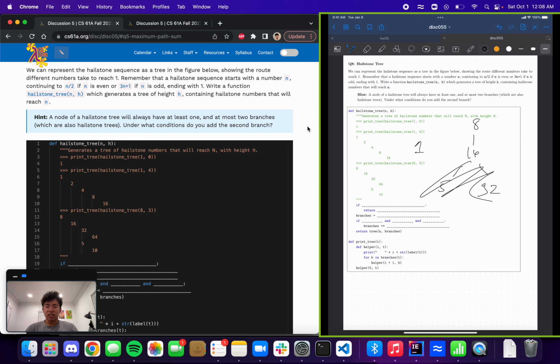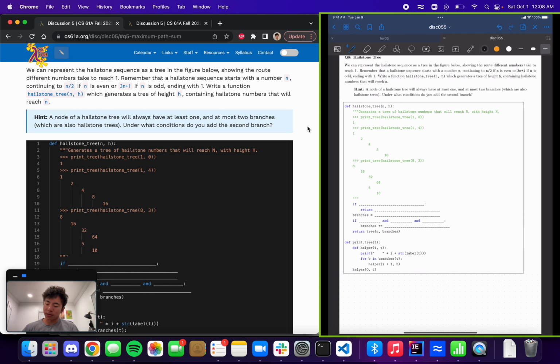Take a few minutes to think about it, and then we'll go over it together. The idea here is that we want to be able to create a new tree. And so let's think about what recursive call we could probably do. So let's say we're generating this tree right here, 8, 16, 5, 32.